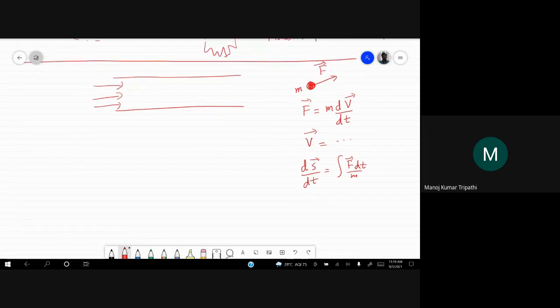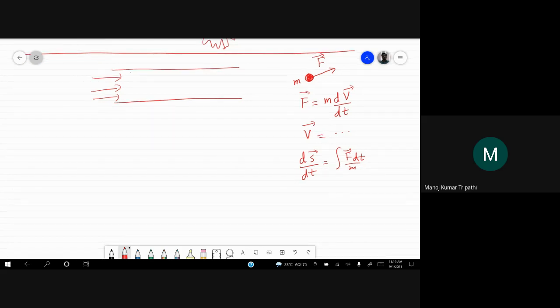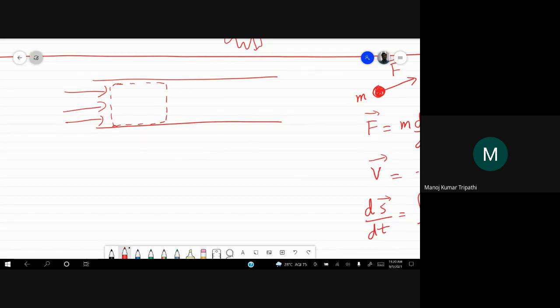Now what happens in case of fluids? Let's say initially when the fluid is not moving in this pipe, we consider a region of fluid enclosed in this rectangle. Now after some time, when the fluid is flowing, what will happen here is, what will be the shape of this rectangle after some time? It will be very different from a rectangle.